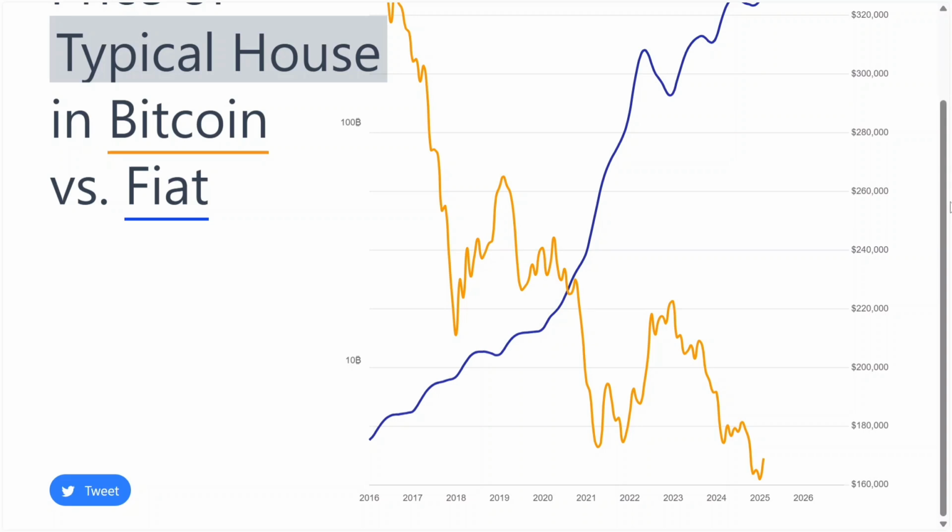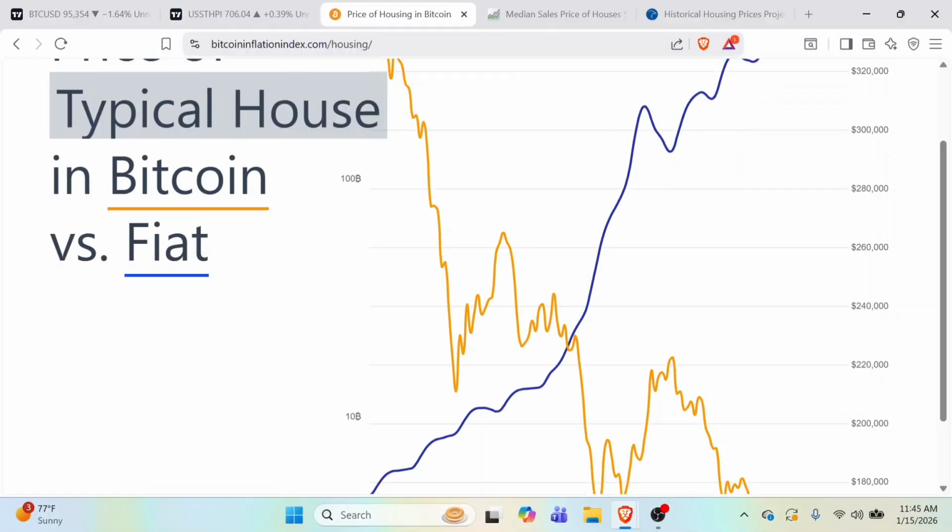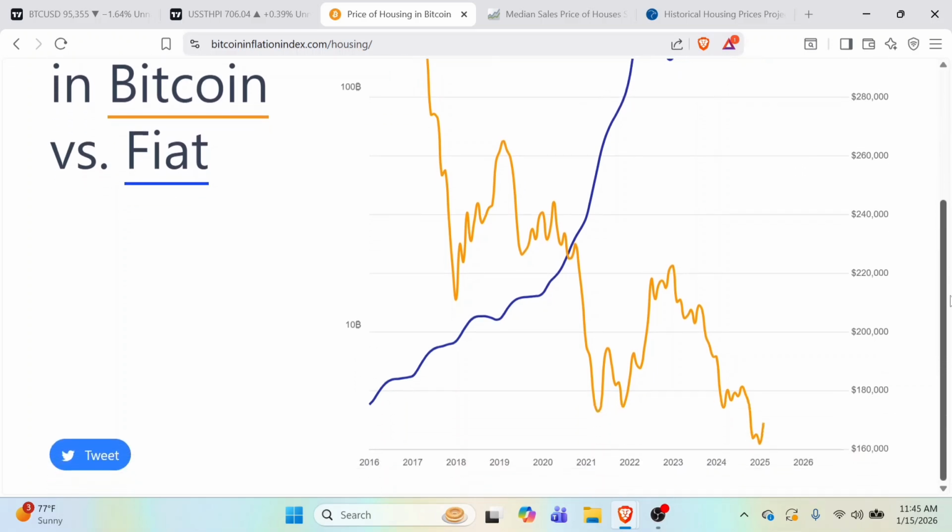But broadly, that's what I would take from this: we are slightly able to anticipate the relative bottoms in terms of how much Bitcoin it costs to purchase a home, and we can infer the general trend for both the housing market and the Bitcoin market from this chart. So that's one you don't want to miss out on. That's bitcoininflationindex.com. I found that just for this video, but super, super useful.